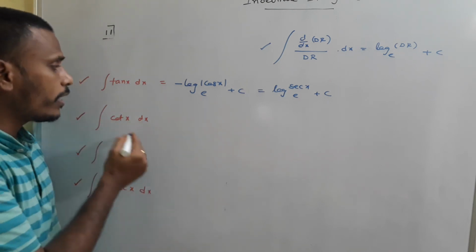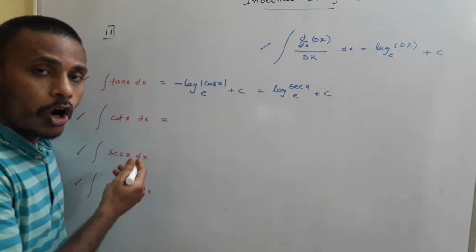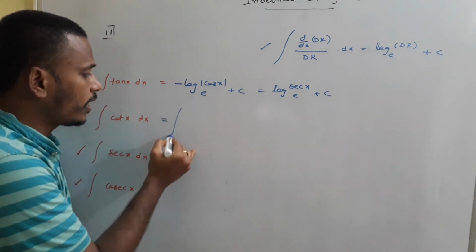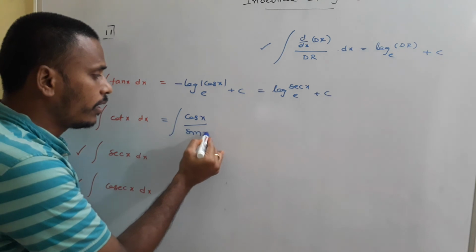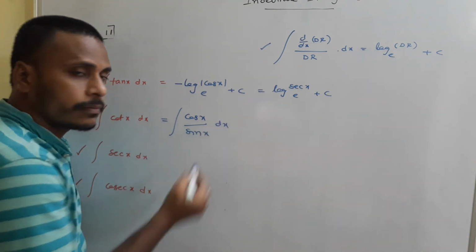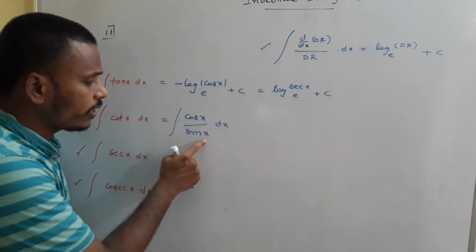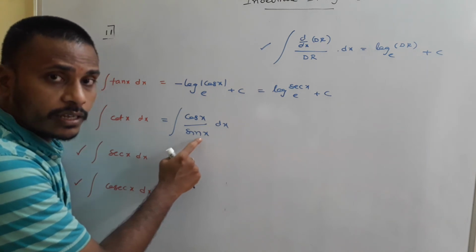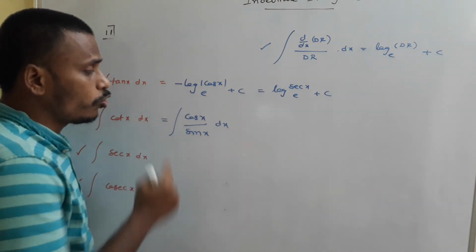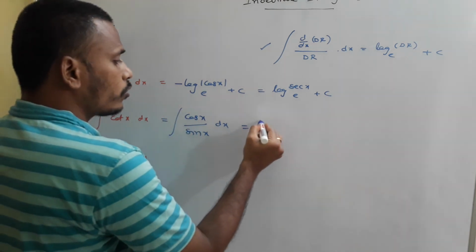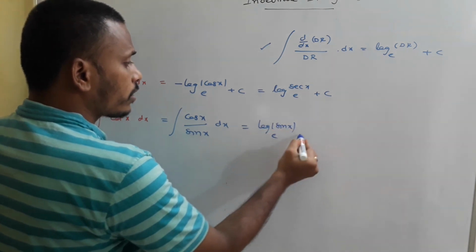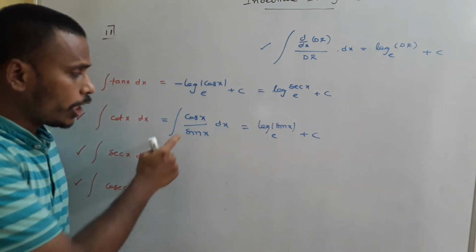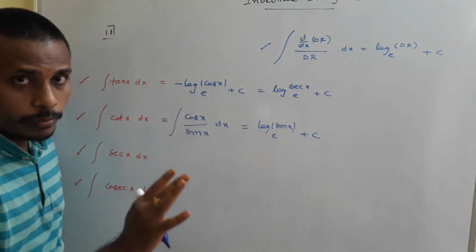Now what do you say about the integral of cot x dx? Cot is cos by sin, so the integral of cot x dx is cos x divided by sin x dx. When you observe again, sin x is in the denominator and its derivative cos x is in the numerator, so this equals the logarithm of sin x to the base e plus c. Denominator and its derivative in the numerator, that's it.